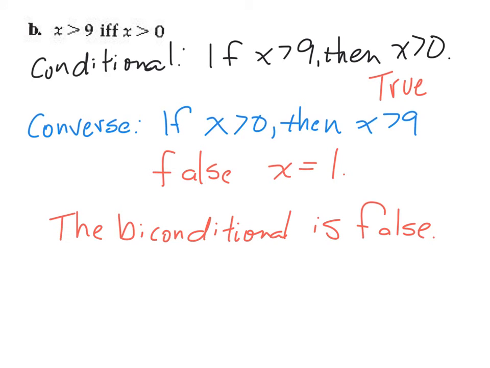Summary: to write a biconditional statement, you're going to take an if and only if statement apart and write it as a conditional and its converse. To write a converse, you reverse the hypothesis and conclusion.